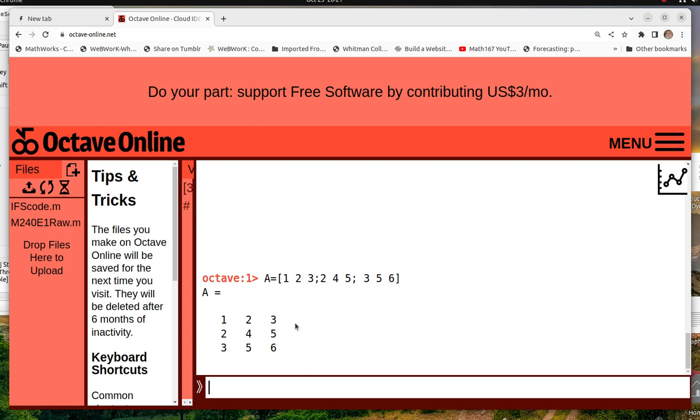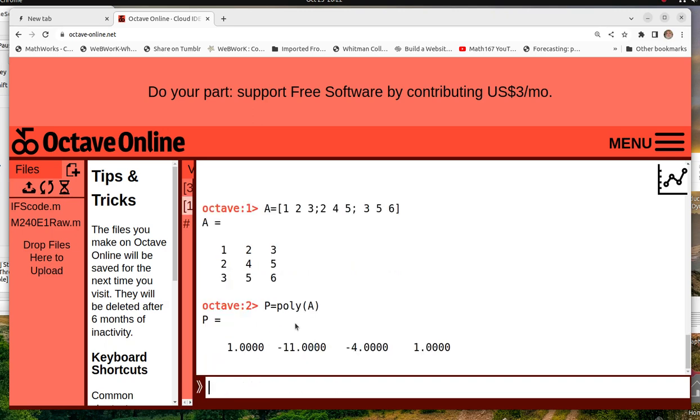This is the matrix A we're going to be working with. I want to find the eigenvalues and eigenvectors. Rather than just type the command eig, I want to find the characteristic equation, which is found by using the poly command. I will write p to store the polynomial, poly, and then the matrix A.